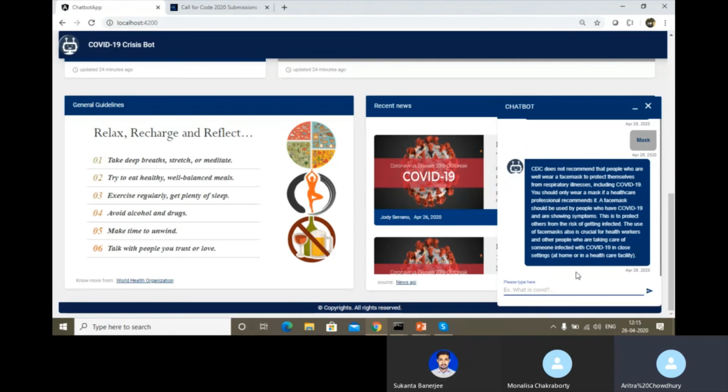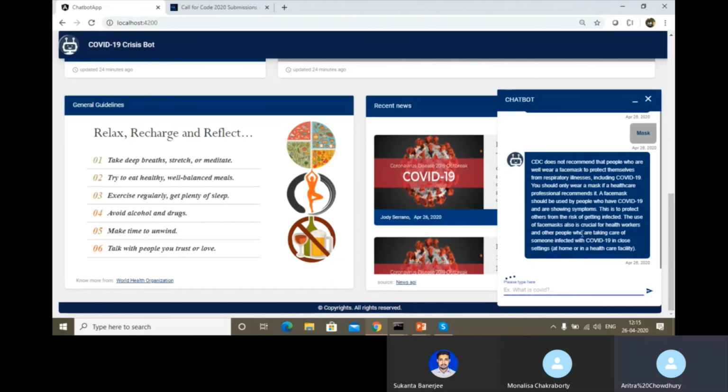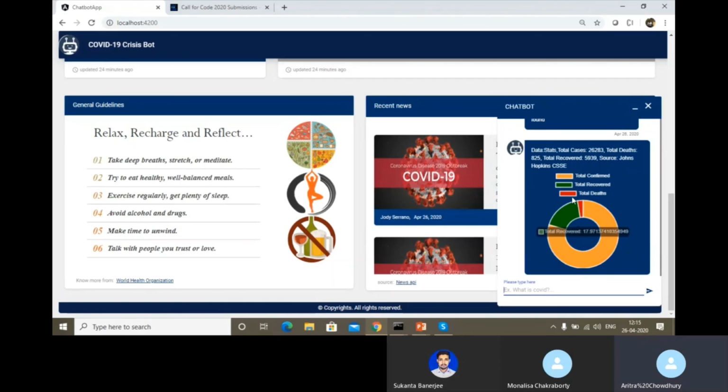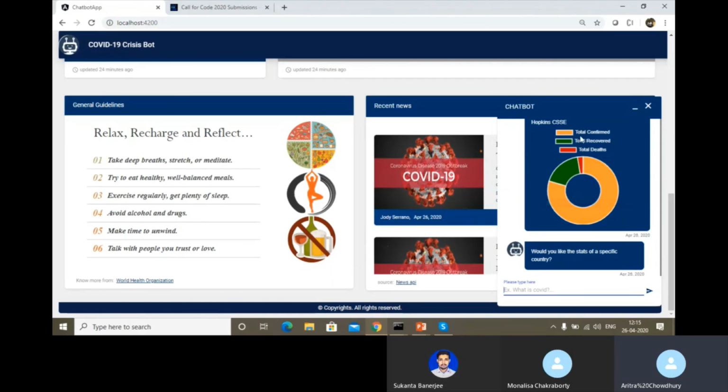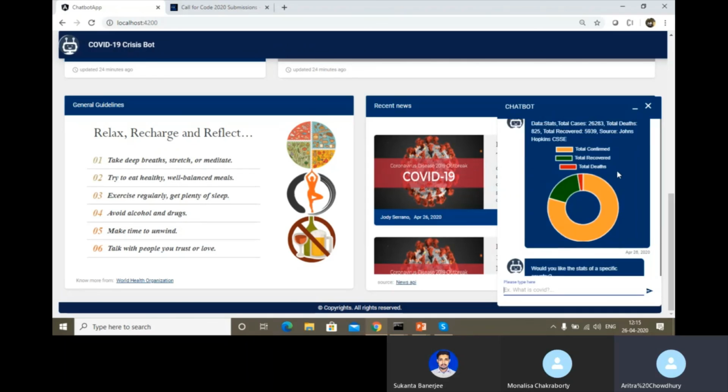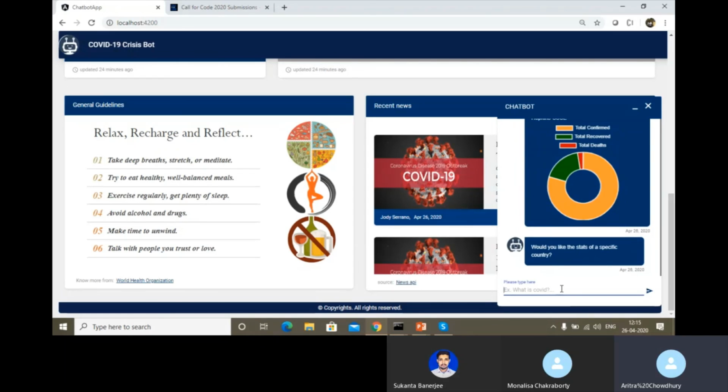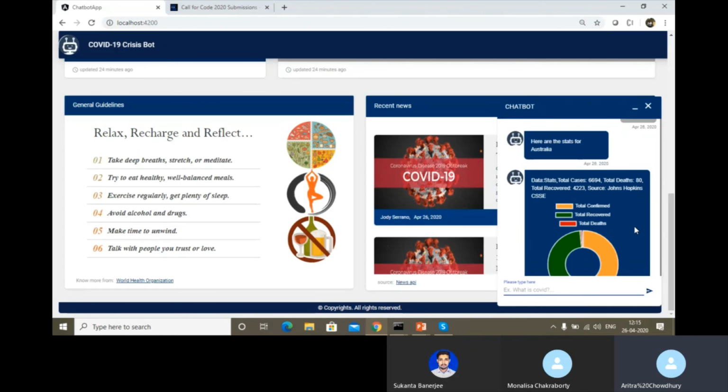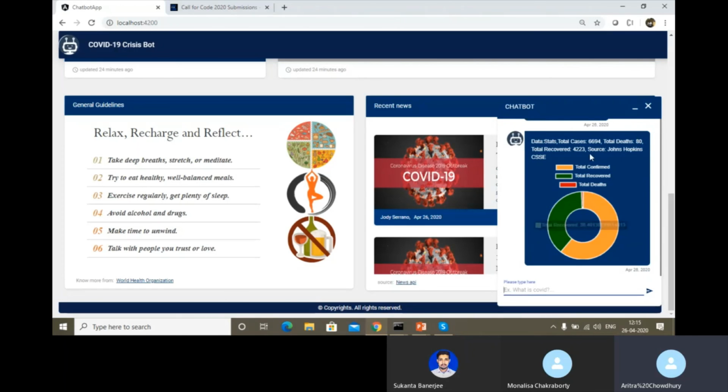I will go directly to the next part of the solution, that is showing the statistics about different countries. New cases in India. It provides me in a graphical format the new cases in India, the total confirmed cases, the total recovered cases and so on. And it asks me directly for another country. Let me try for Australia and see if things are coming up. Yes, this is the number of cases that you can see coming up with the graphical representation.